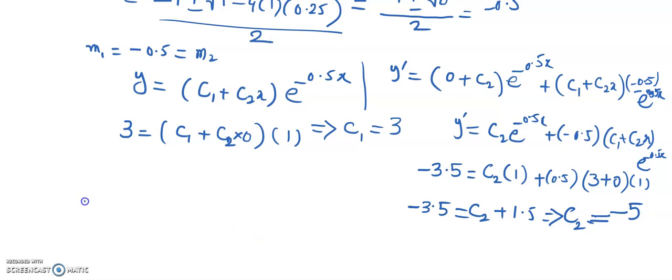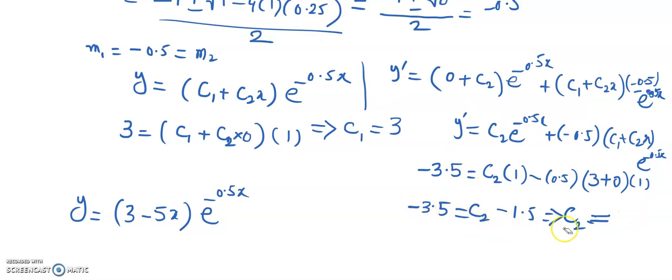So the solution will be y is equal to (3 minus 5x) into e power minus 0.5x. Well, a correction: because it was minus 0.5, it will be minus here, and then it will be minus 3.5 plus 1.5, which is minus 2. So here the answer will change. c2 will be minus 2, so the answer will be 3 minus 2x.